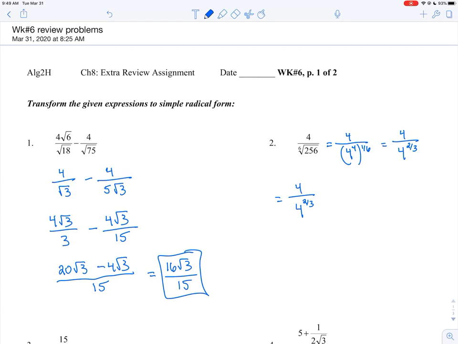If I want to rationalize that, I need to make that an integer there. So what I need to multiply by is 4 to the 1/3 in both our numerator and denominator, right? If I do that, I now have 4 times the cube root of 4 all over 4 to the 1st, so just 4 with that. Our 4s are going to cross out nicely and just leave us with cube root of 4.